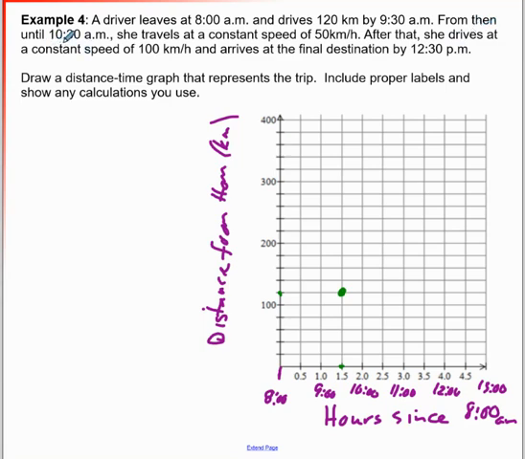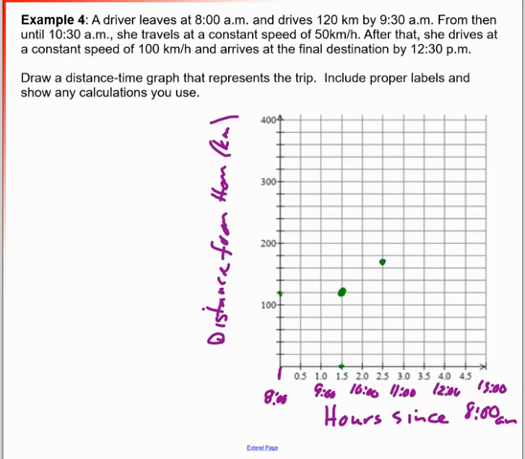Okay, from then until 10:30, she travels at a constant speed of 50 kilometers per hour. Okay, so for the next hour, she's gonna go at 50 kilometers. So where would be 50 more kilometers? We're at 120, so we need to go to 170. So if this is 20, 40, 50 is right here, and that's 1 hour. And they made it easy on us where they said from 9:30 to 10:30. So that is 1 hour. So that's good.